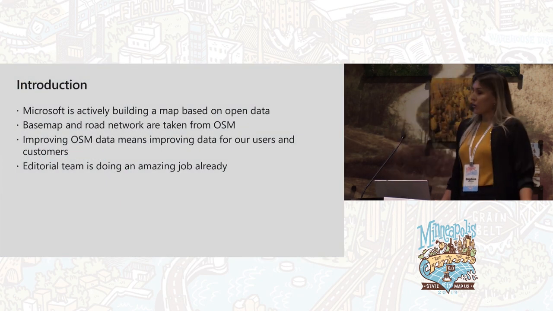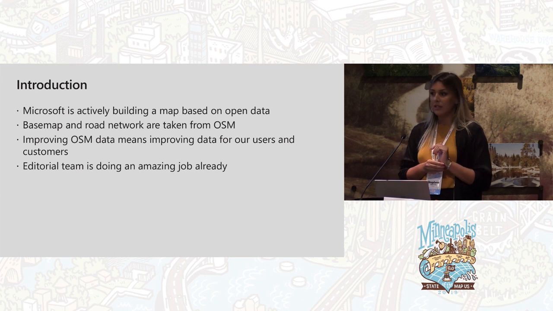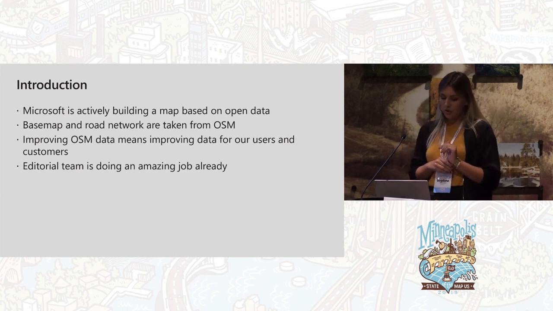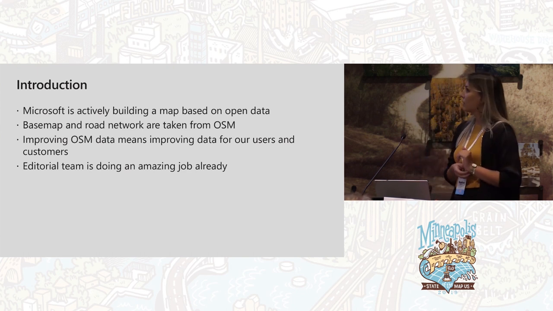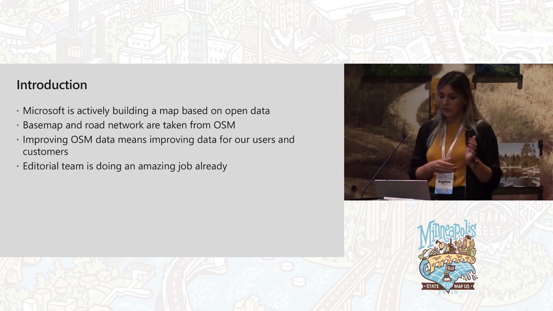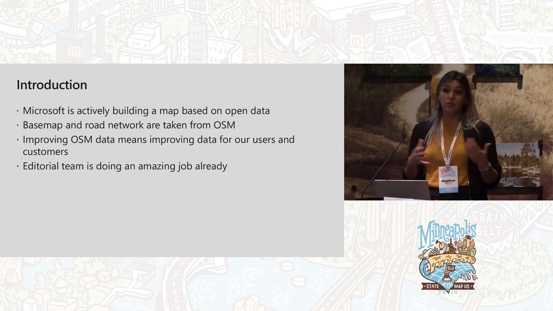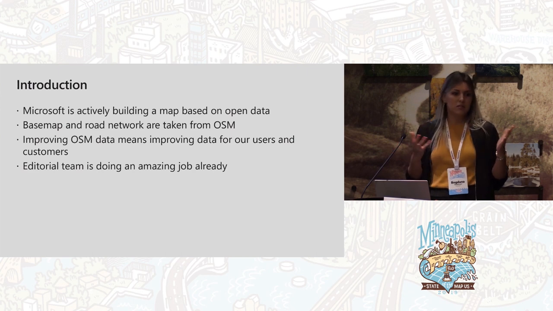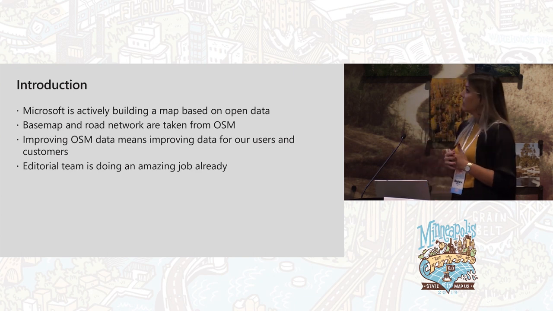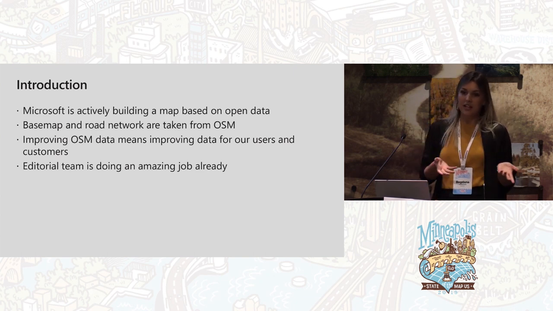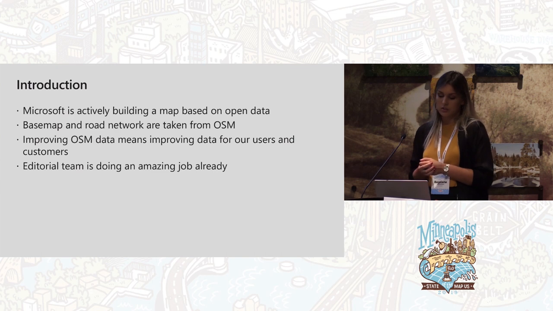So for the ones who don't know, but I guess most of you do, Microsoft is trying to build a map that's based on open data. Obviously, since we are talking of maps and open data, OpenStreetMap is one of the main sources that we pull our data from. I think the base map, and I'm sure the whole road network, is taken from OSM, maybe buildings. So part of the buildings. So that being said, making the OSM data better directly means that we are making our product better for our users and our customers.